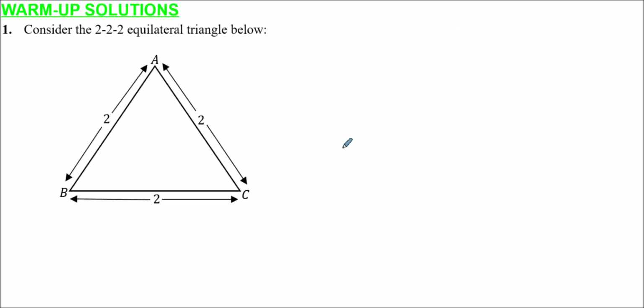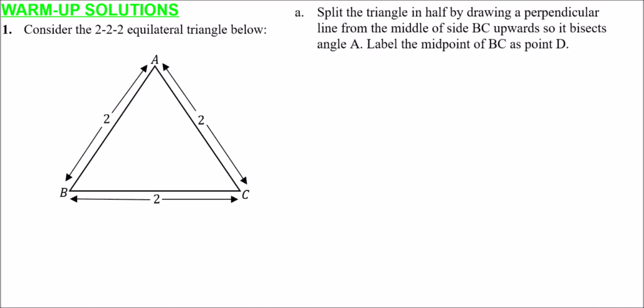Here's question 1. Consider the 2, 2, 2 equilateral triangle below. I've called this triangle ABC, so each side has length 2. What we're going to do here is derive the exact trig ratio values for 30 and 60 degree angles. Step A: split the triangle in half by drawing a perpendicular line from the middle of side BC upwards so it bisects angle A. Then we label the midpoint of BC as point D.